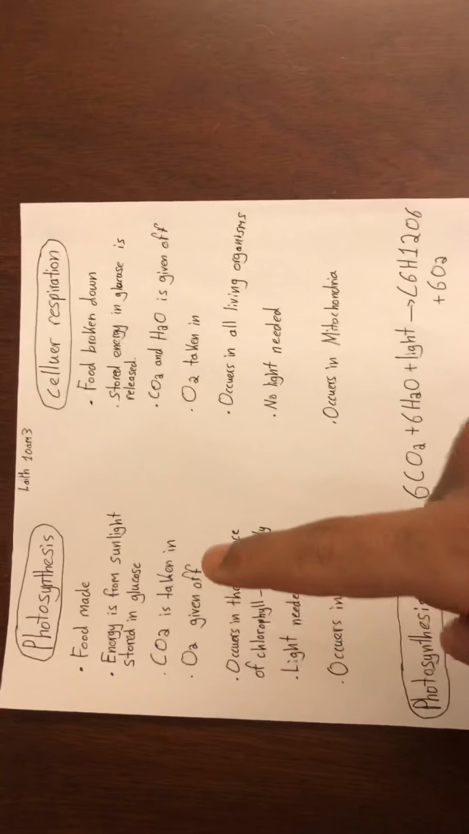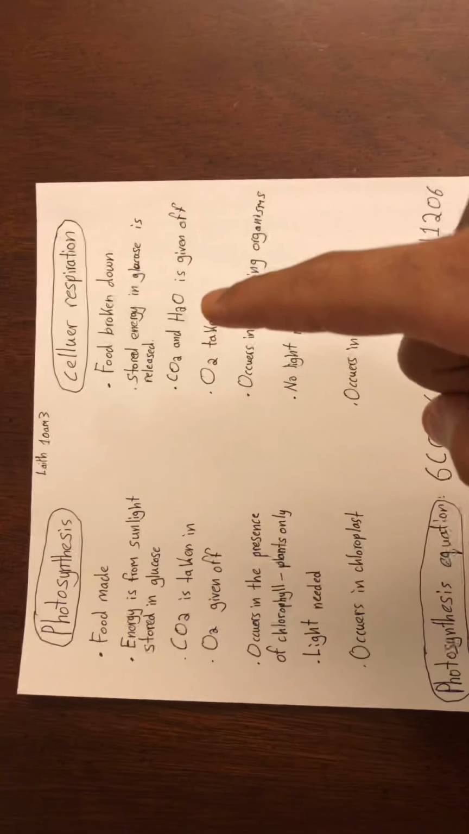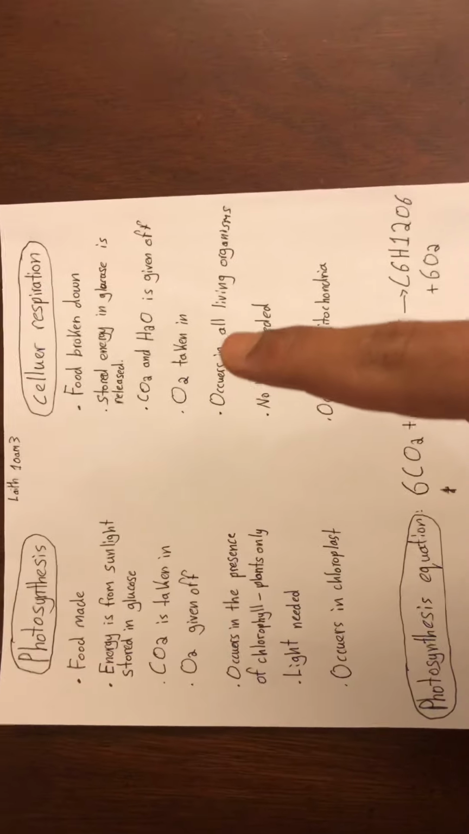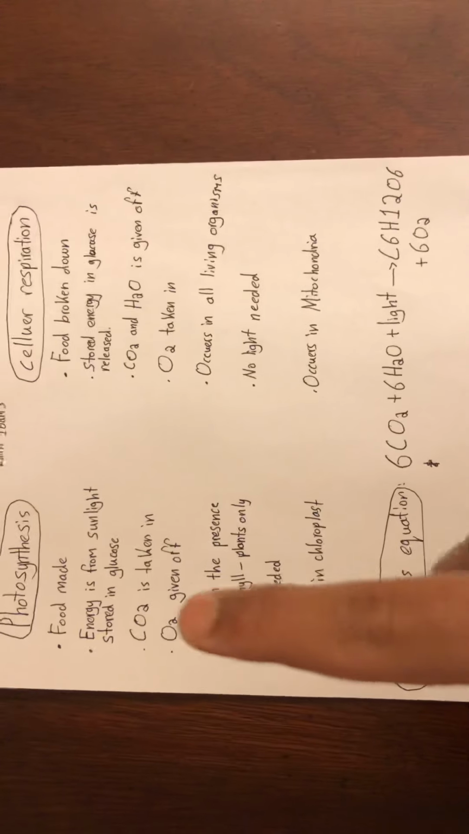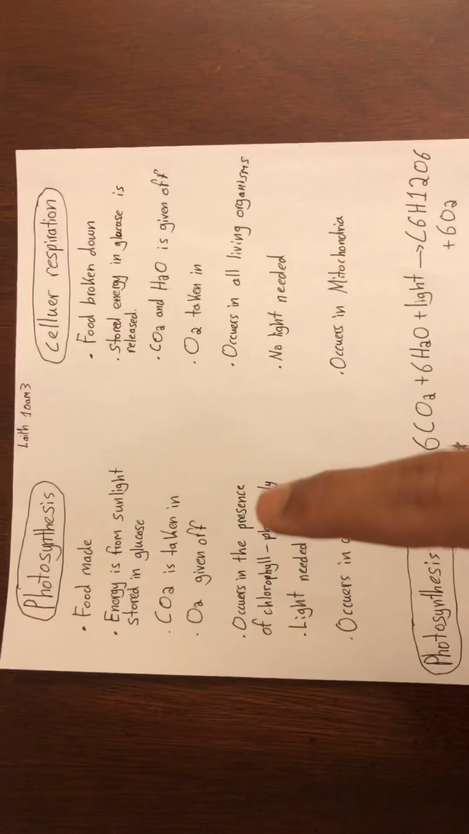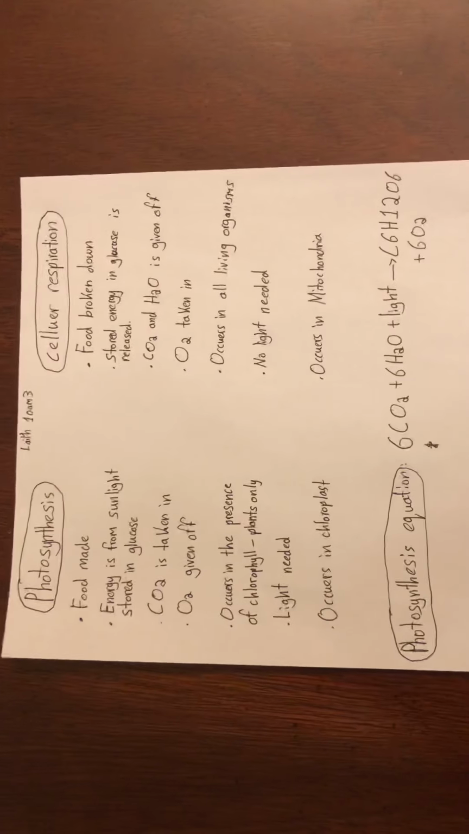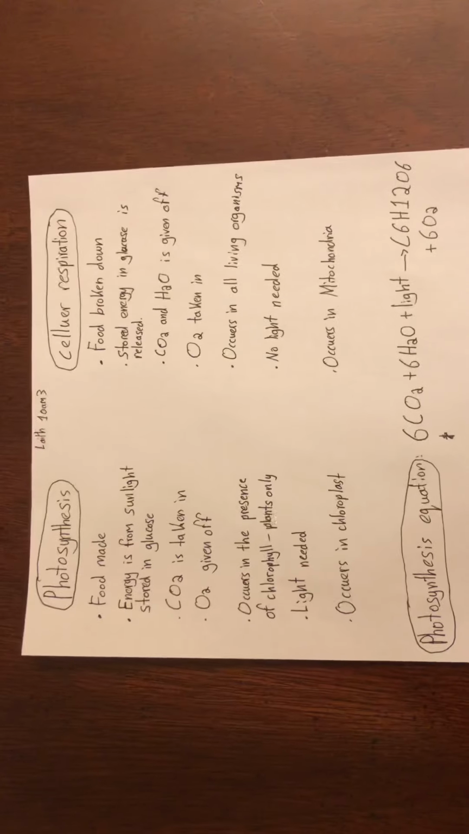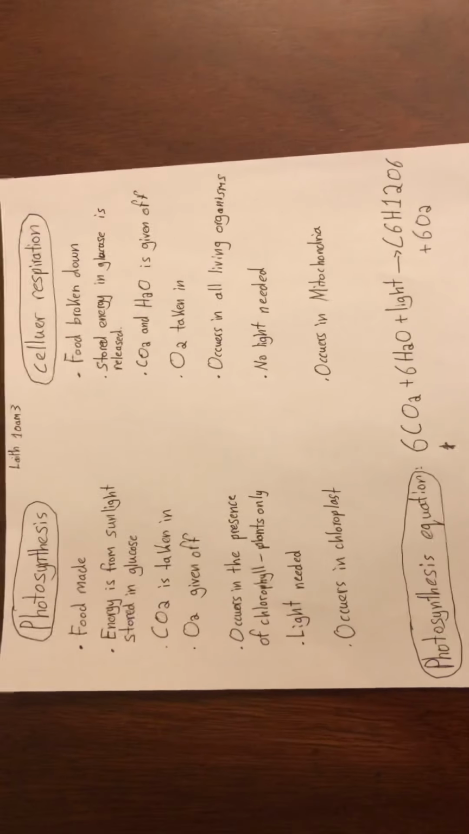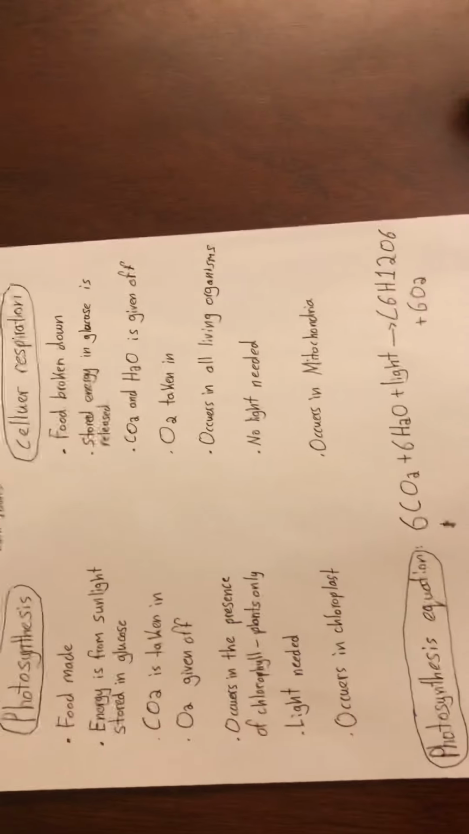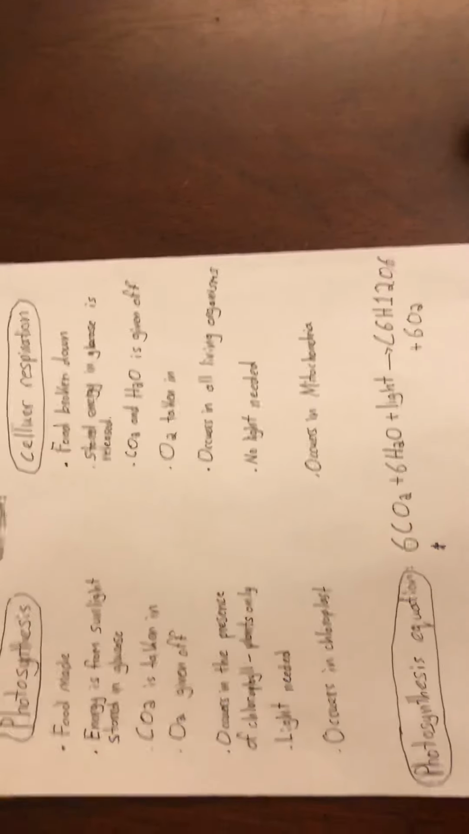Here, CO2 is taken in. Here, CO2 and H2O is given off. Here, O2 is given off, and here, O2 is taken in. Photosynthesis occurs in the presence of chlorophyll, and so in plants only, because as you know, chlorophyll isn't in any other organisms, such as humans or animals. And here it occurs in all living organisms: bacteria, animals, humans, everything.